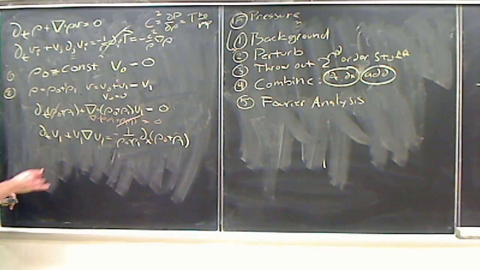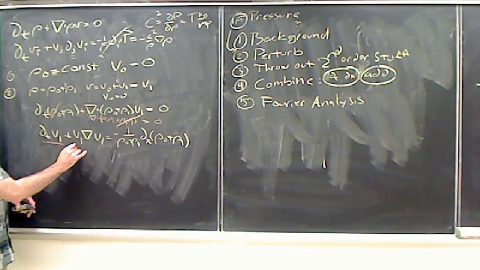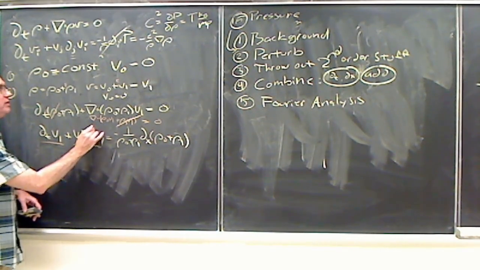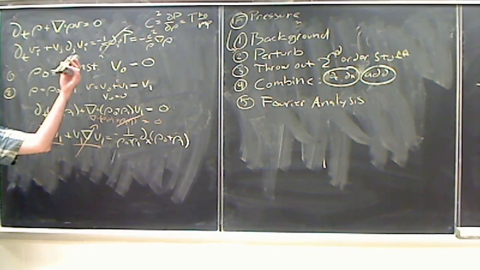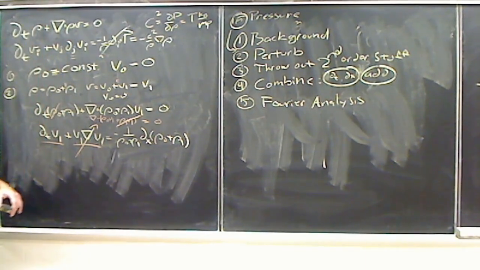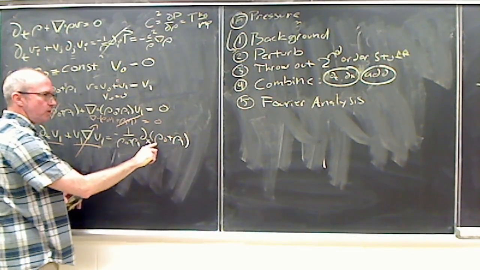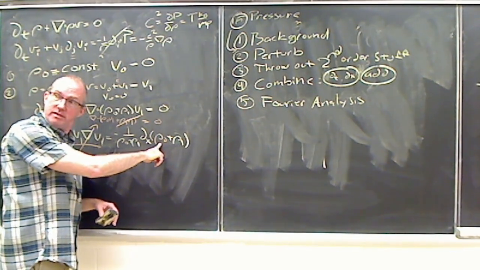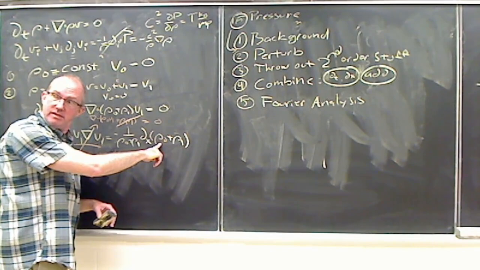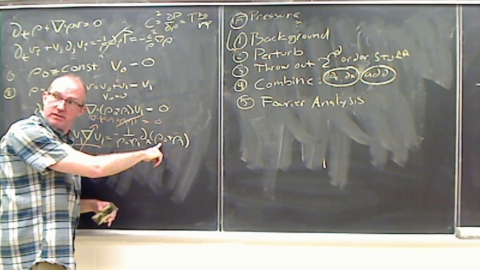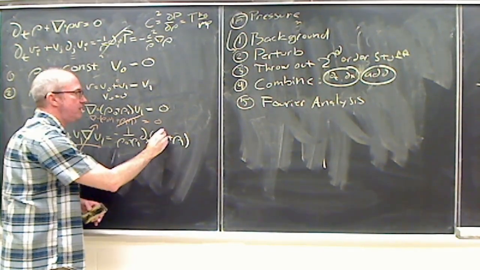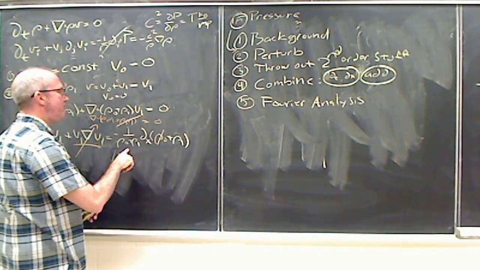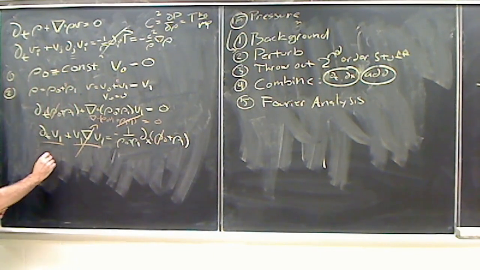And then this term, this guy is fine. This guy has 2 v1s. Now we get to throw out the nonlinear term, yay. And then this term, what is grad rho naught? It's constant, so it's 0, right? And then I have a grad rho 1. We've got to deal with this 1 over rho naught plus rho 1.